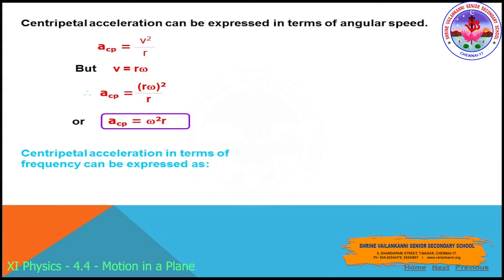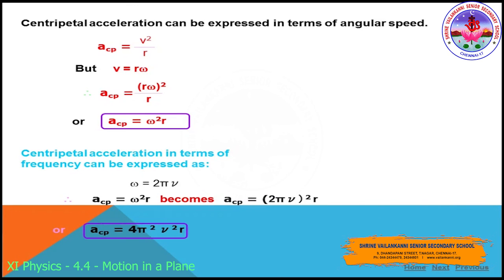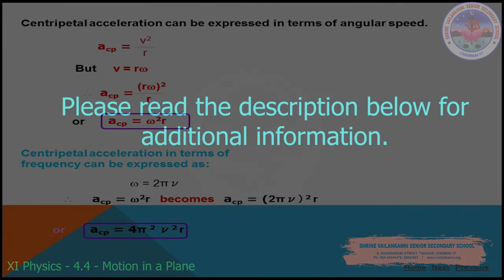So the centripetal acceleration can also be expressed in terms of the frequency. Omega is equal to 2 pi mu. By applying this in omega square r, it becomes 2 pi mu whole square into r, where we applied frequency instead of omega. So we will get the centripetal acceleration equal to 4 pi square mu square r.